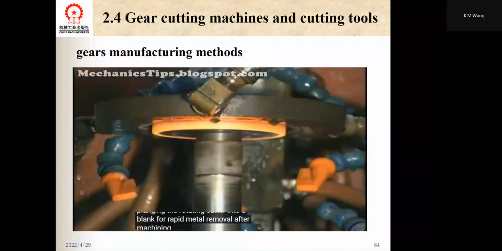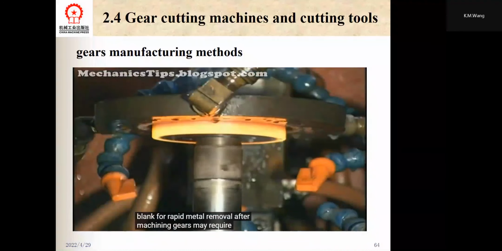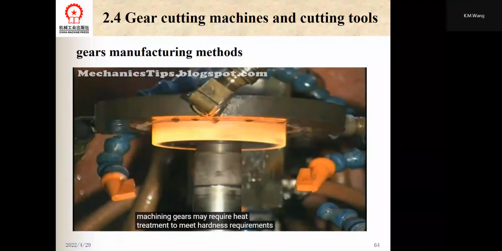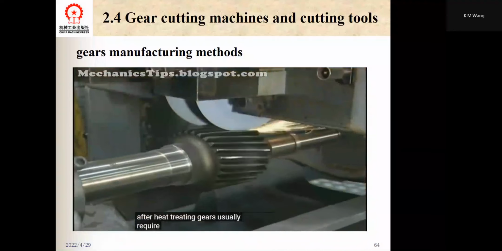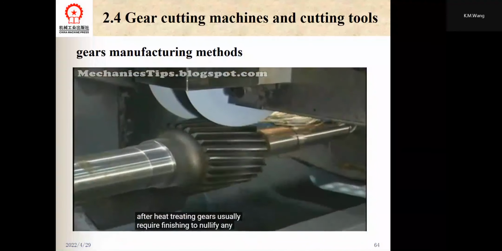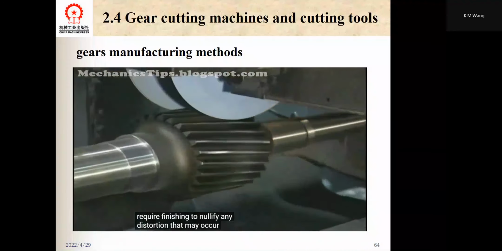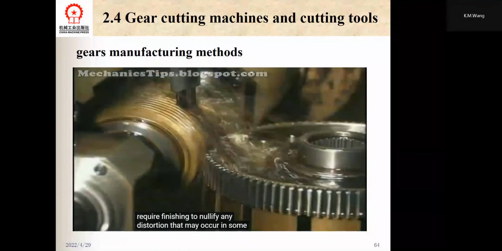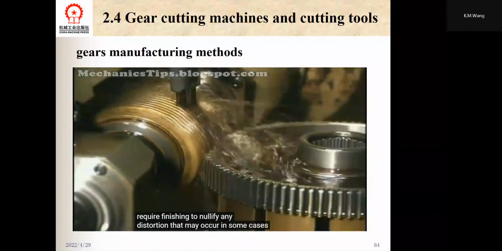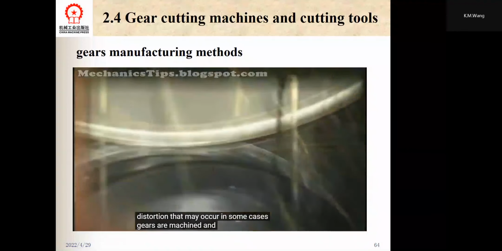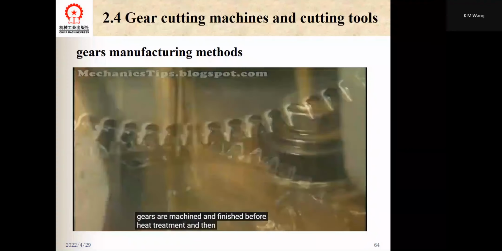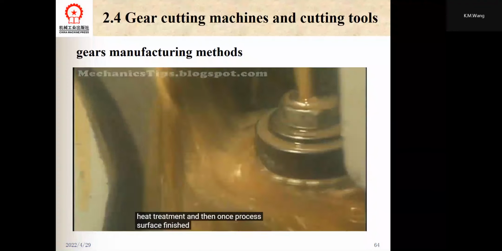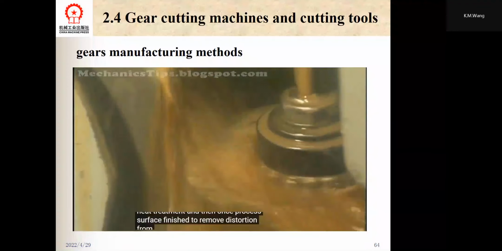After machining, gears may require heat treatment to meet hardness requirements. After heat treating, gears usually require finishing to nullify any distortion that may occur. In some cases, gears are machined and finished before heat treatment, and then once processed, surface finished to remove distortion from the heat treatment.